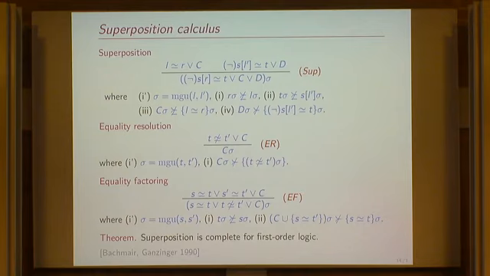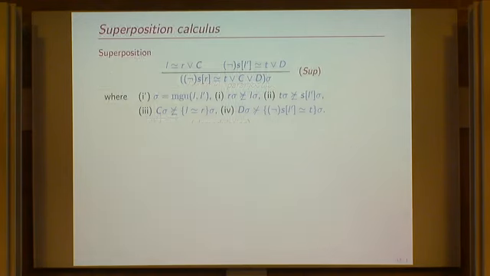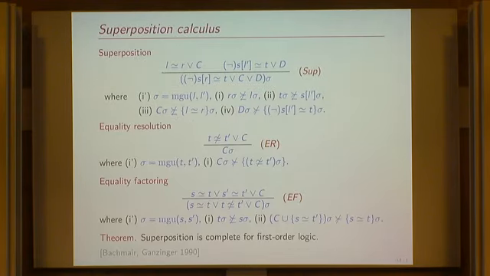How many rules are there then? Here are three main rules for completeness. Superposition is the main rule that corresponds to this ordered paramodulation, but extended to clauses. Can you put it all up and give us time to look at it? Yeah, but that's not the purpose of this talk.